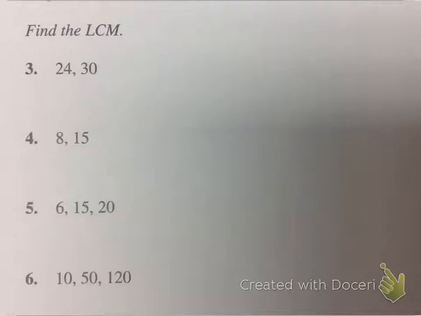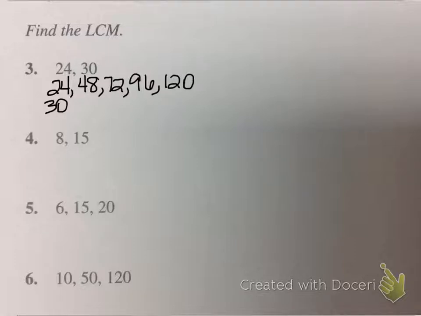So we're going to start with numbers, and you can do either a listing method. If I have 24 and 30, I start listing multiples of 24: 24, then times 2 would be 48, times 3 would be 72, times 4 would be 96, times 5 would be 120, and so on. For 30, we have 30, 30 times 2 is 60, 30 times 3 is 90, 30 times 4 is 120. Now I'm going to stop there because I already see what my least common multiple is going to be. It's going to be 120.